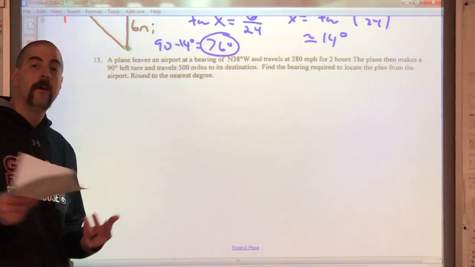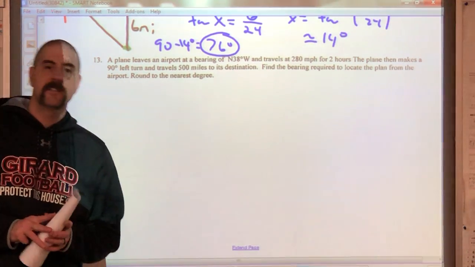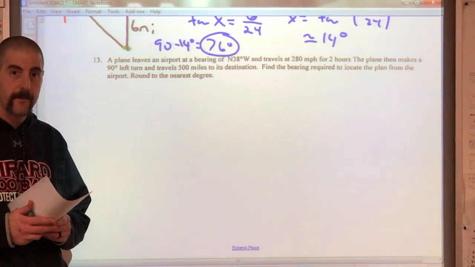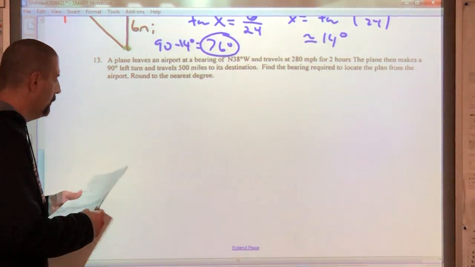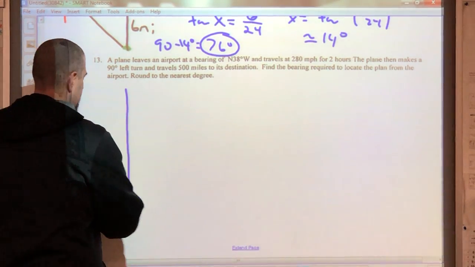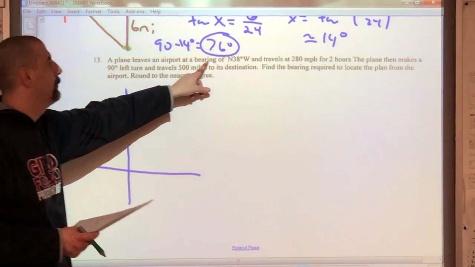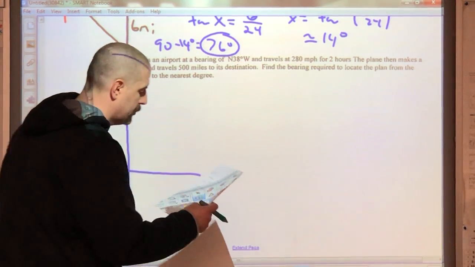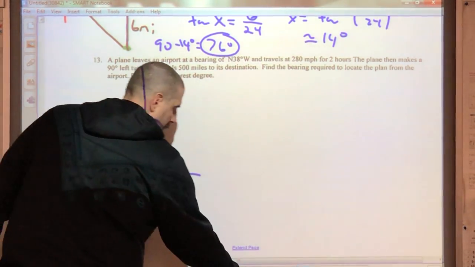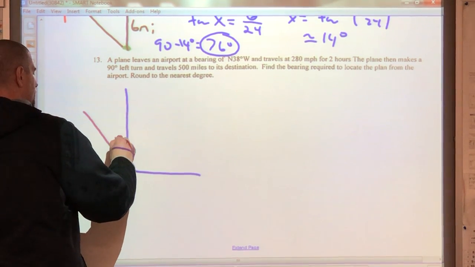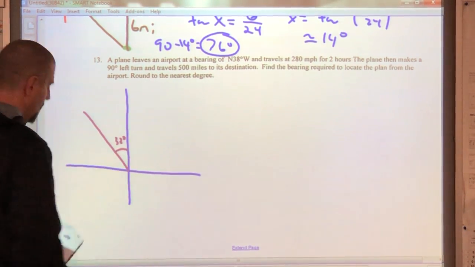Okay, so after that glorious reading of the problem, pause the video, see if you can solve this problem. Okay, welcome back. So, again, I'm going to draw my north-south line. You have to be careful here. The plane leaves the airport at a bearing of north 38 degrees west. So that is this way, and this angle is 38. Again, it's from the north-south line.